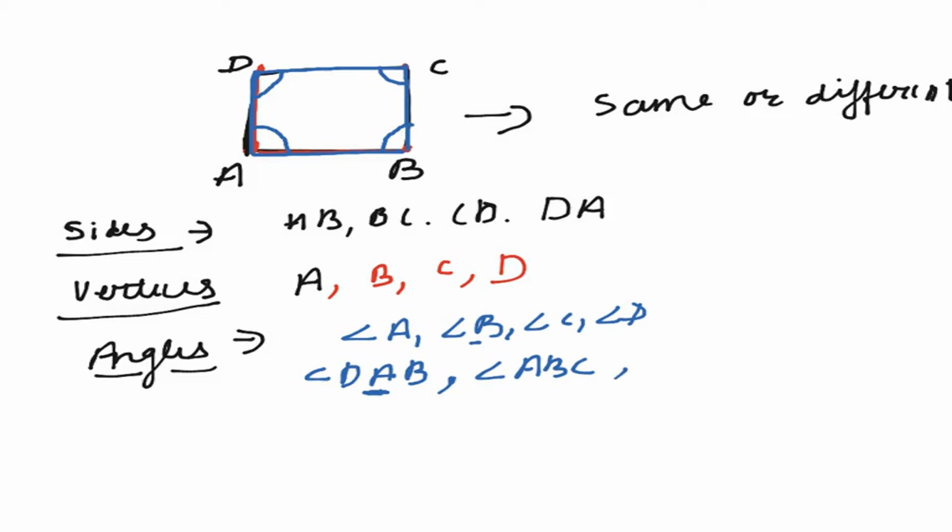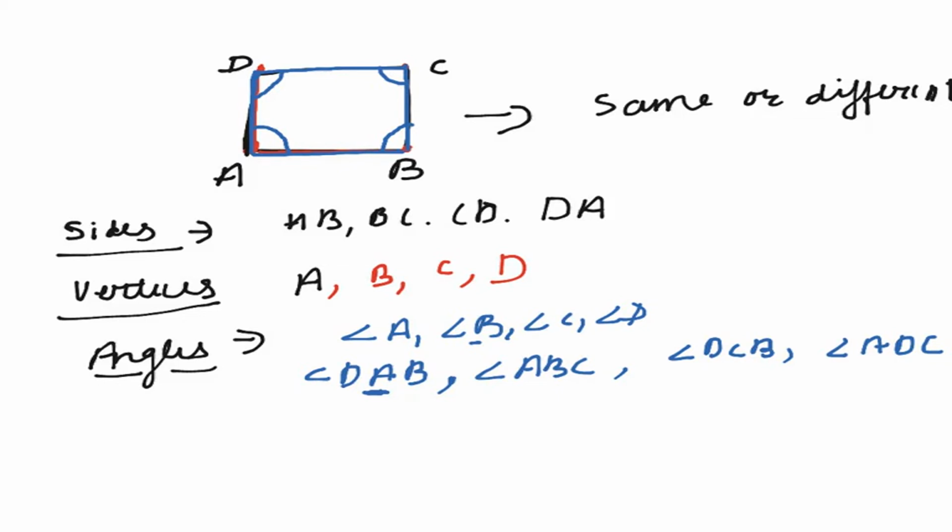Similarly, angle C we can write as angle DCB or BCD, and angle D we can represent as angle ADC or angle CDA. So this is a way to represent angles of the quadrilateral.